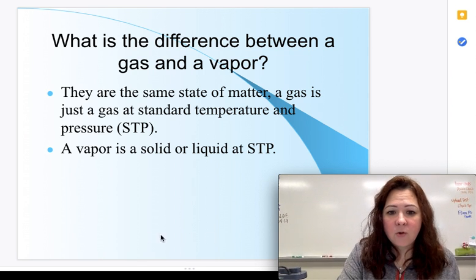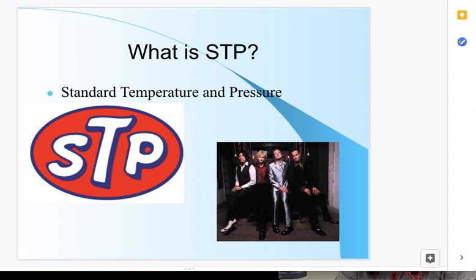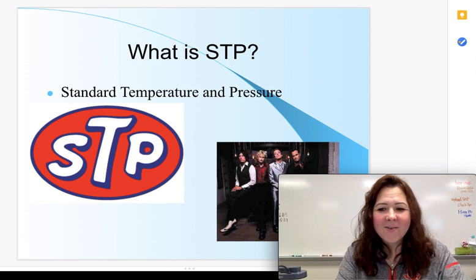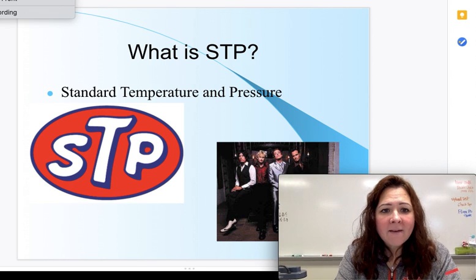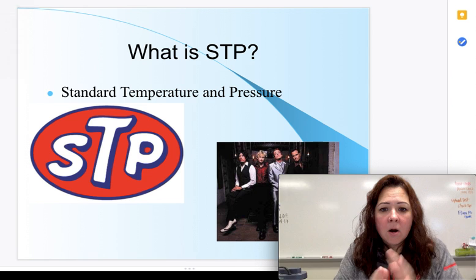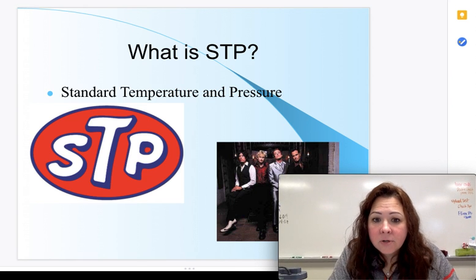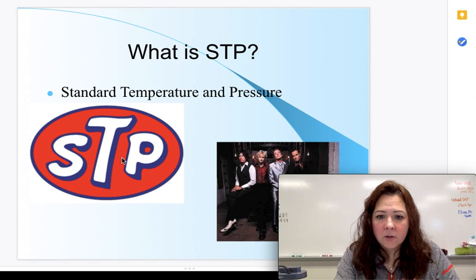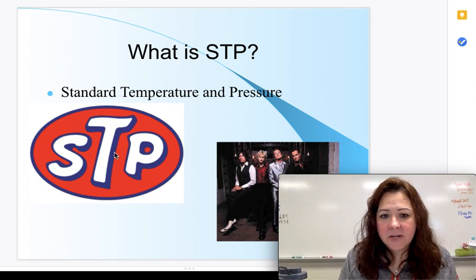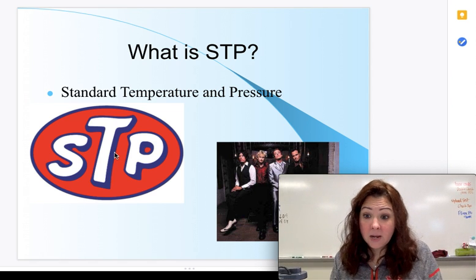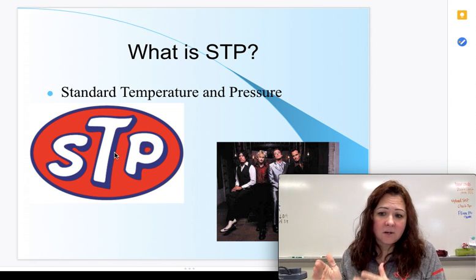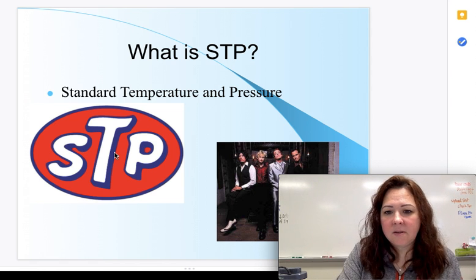So now to define what that STP actually means, I just lost my little picture. I'm sorry, I will get that back right now. There we go. So if you have anything that is at STP, that means that you are at a standard temperature and a standard pressure. So not Stone Temple Pilots, not the oil brand. STP actually stands for standard temperature and pressure. Standard temperature is one value, standard pressure is a different value. When you put it together, it's called STP.